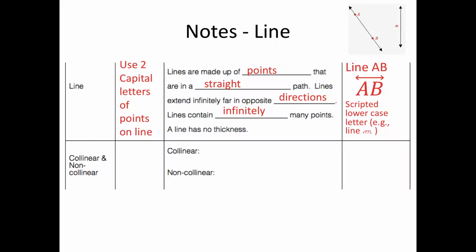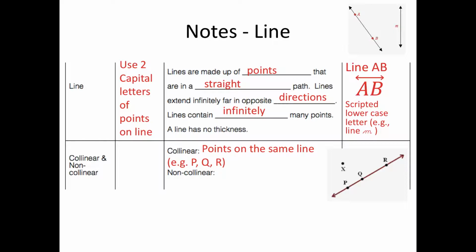So points, if I take a group of points, they can either be what's called collinear or non-collinear. What's that mean? Okay, collinear just means points that are on the same line. So in this particular example here, P, Q, and R are collinear because they are on the same line.